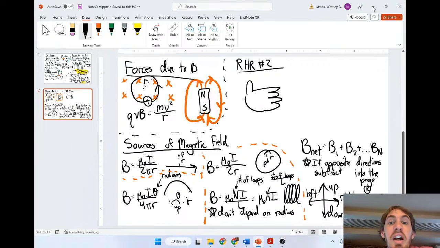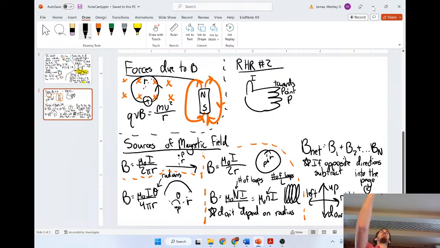Your thumb is in the direction of the current. Your fingers are towards point P. Maybe I don't label it as point P, but hopefully you got the idea that point P is the point you care about, where you're finding the field. I just call that point P because that's what we've been using. Thumb in the direction of the current, fingers towards point P, where you're finding the field, and your palm points in the direction of the field.